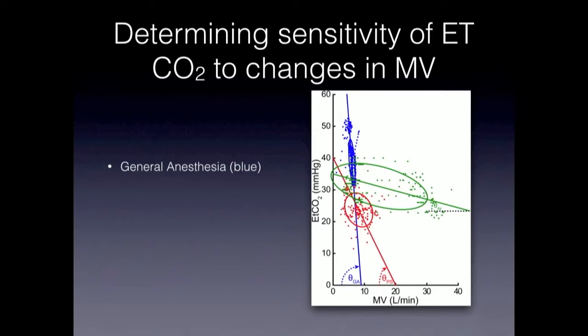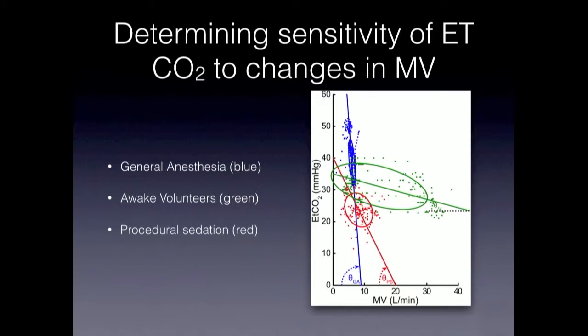So you've got all these paired minute ventilation and end-tidal CO2 observations, and now you're going to draw a regression line through them as best you can, and you're going to measure this theta off of there. You've got general anesthesia in blue. You can see the numbers are fairly tight. Volunteers in green, a lot of spread, and procedural sedation in red.